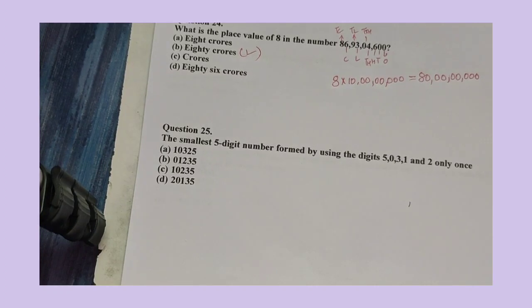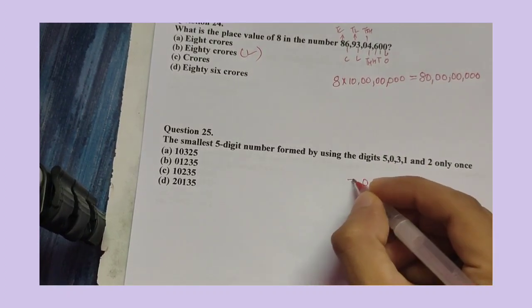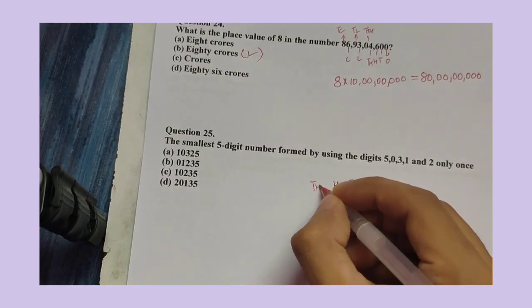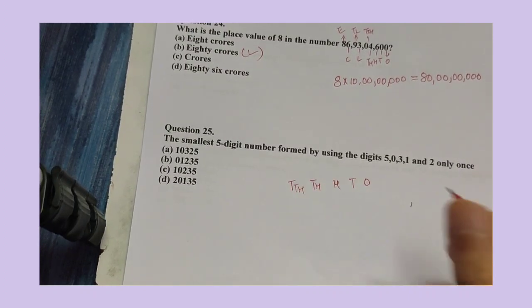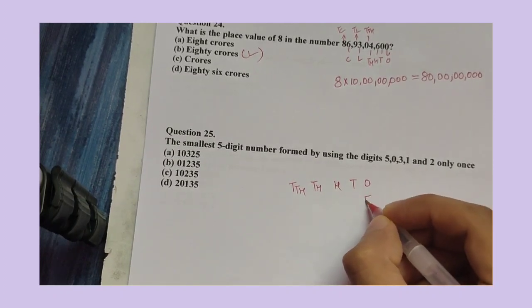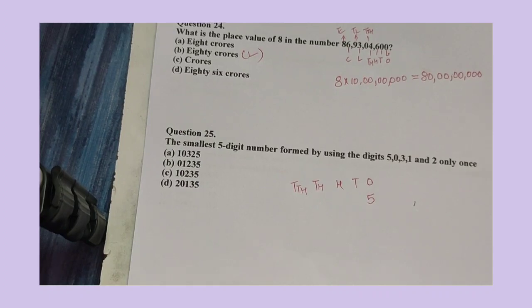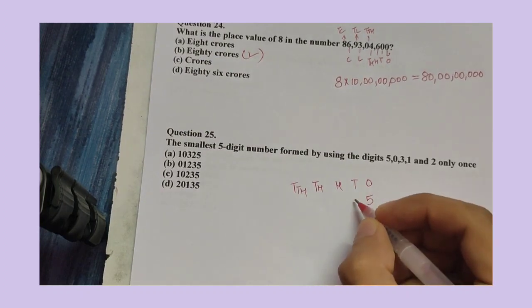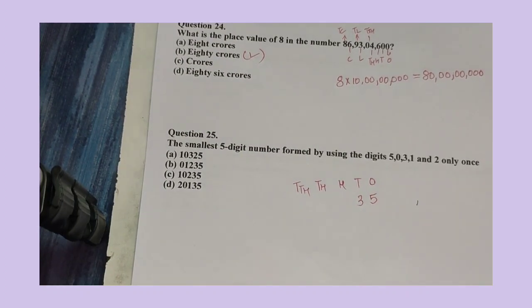The smallest 5-digit number formed by using the digits 5, 0, 3, 1 and 2 only once. The number is smallest, so at the ones place we will put the largest number out of these. So ones, tens, 100, 1000 and the 10,000 as it is 5 digits. The largest out of these is 5. Next we will be putting the 3. Now what happens?